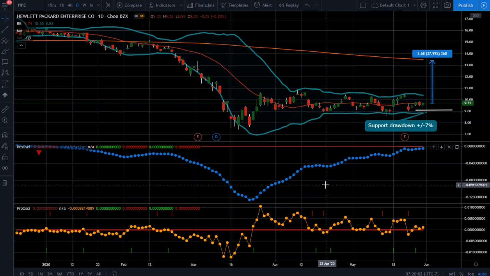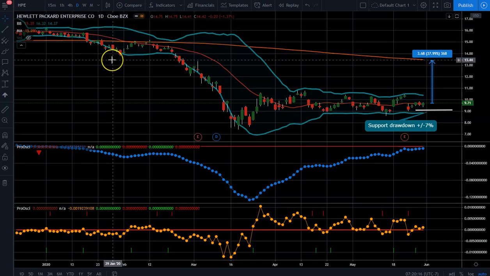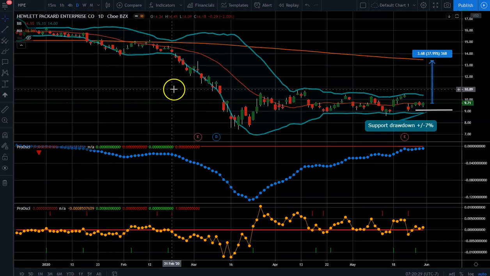Today is May 31st, 2020, and we wanted to do a supporting video to the chart that we posted here on Hewlett Packard Enterprise. Now, this is not the same as Hewlett Packard as far as the computer division, but this is more of a software-related enterprise. You can see here we're using a daily chart.